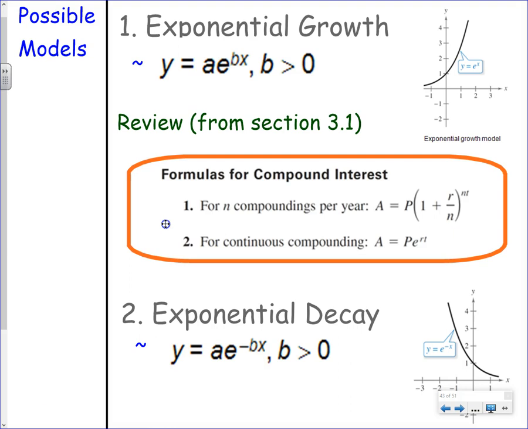If you're going to star any models this section, star the financial one. If you're going to star any formulas this entire section, star these two. Everything else is more just understanding that it's going to be going up or going down. But the interest formulas are specific types of exponential growth that you're going to need to plug into. There's either n compoundings per year or continuously compounding.